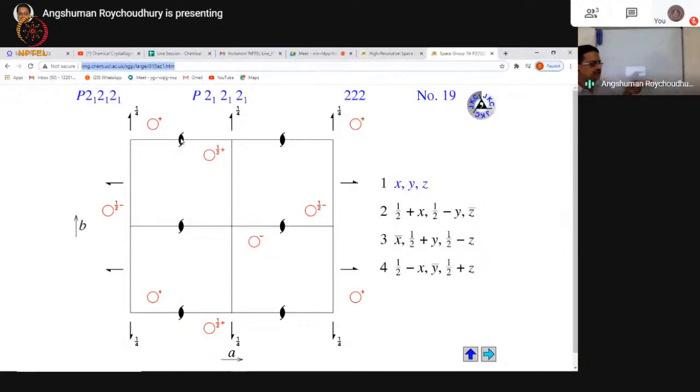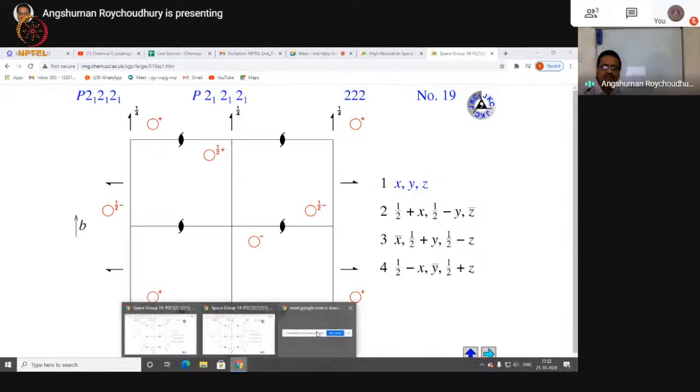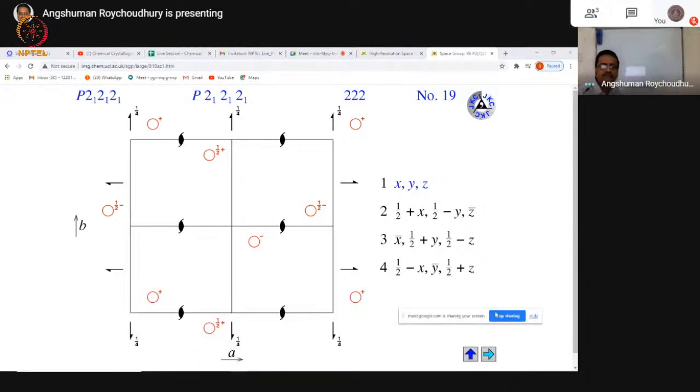So one 2-1 is like that. The other 2-1 is like this. And a third 2-1 goes like that. Hope you can understand the importance of 1/4 shift in case of 2-1 screw, or even in case of P21/c kind of a space group.